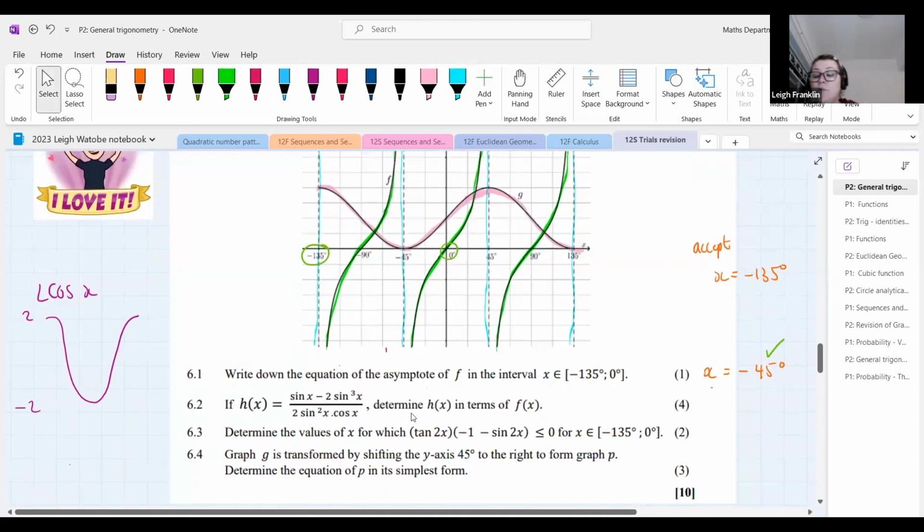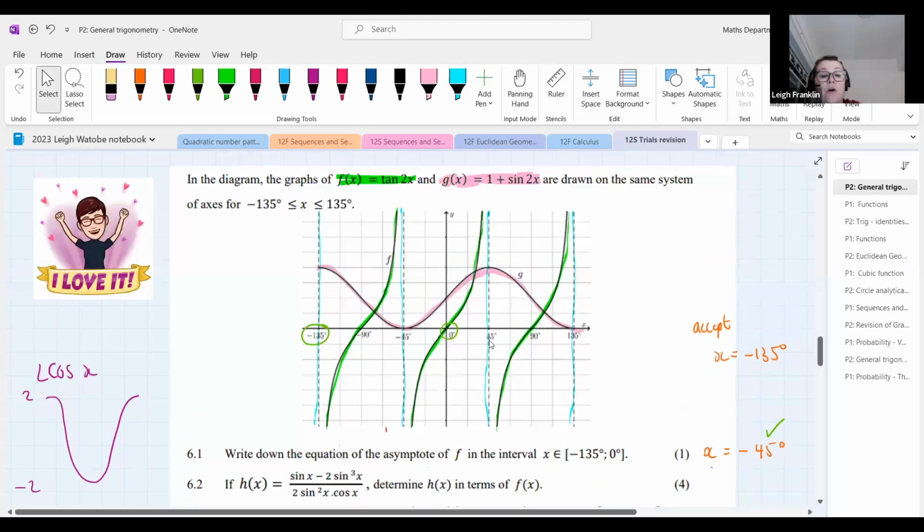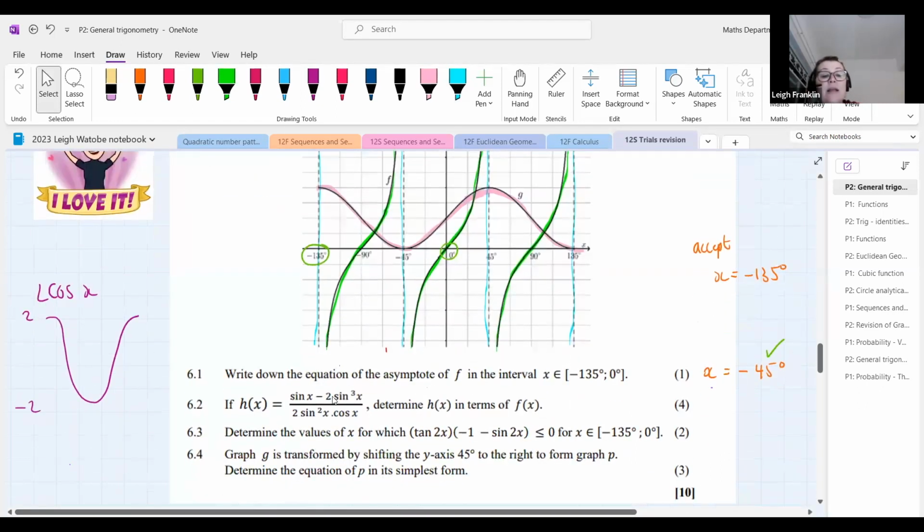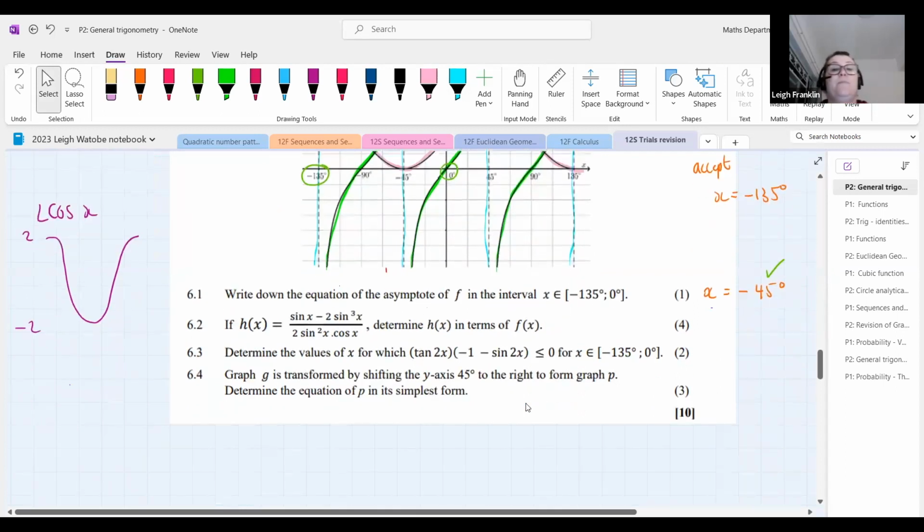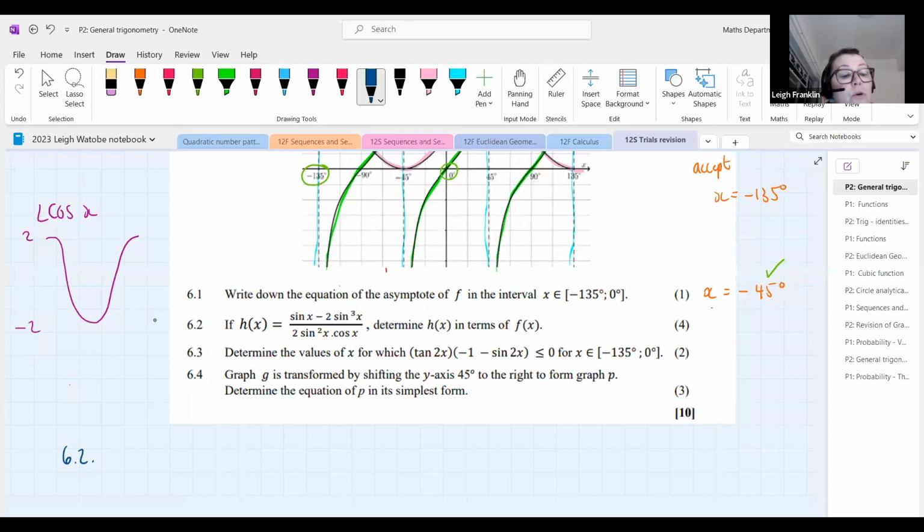Now, let's have a look. We've got a few minutes left. Let's have a look at what they're saying in question 6.2. If h of x, now h of x is a completely different graph, is the graph of sine x minus 2 sine cubed x over 2 sine squared x cos x, determine h of x in terms of f of x. Where do you think we should start? We're going to have to start with h of x because they want h of x in terms of f of x.